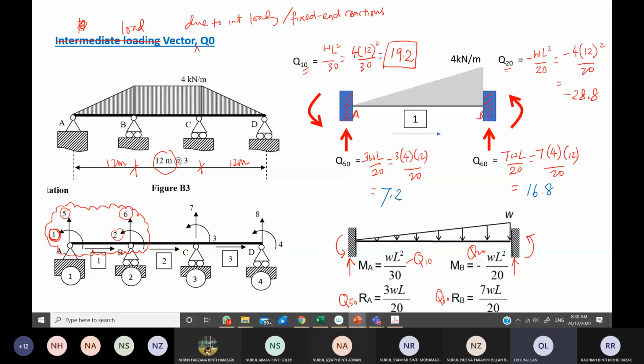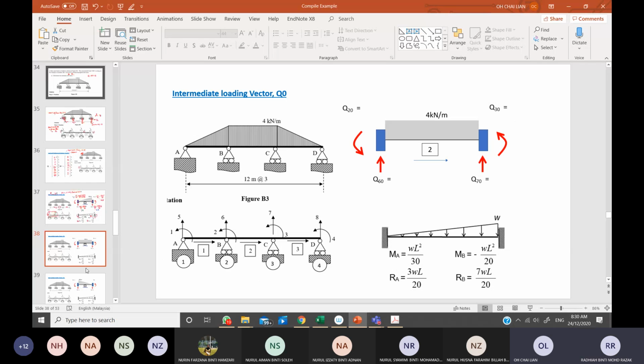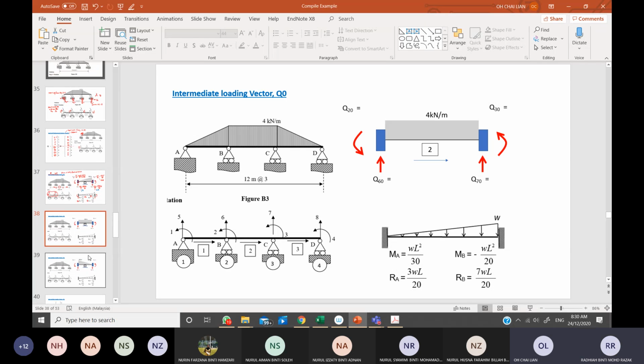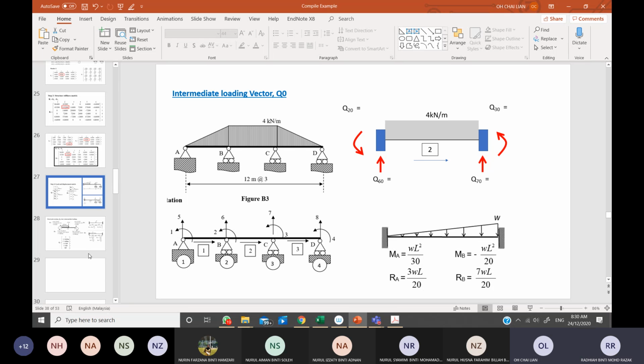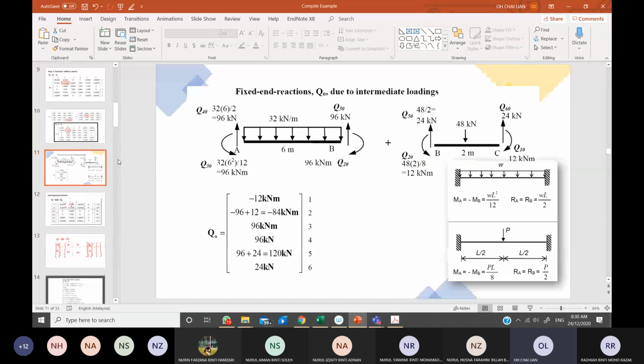So we have done this for element number 1. We need to quickly proceed with element number 2. Again, you draw all the information of element number 2, but now the UDL is 4 kilonewton per meter. Oops, I have put in the wrong appendix. Let me search. I have it here.